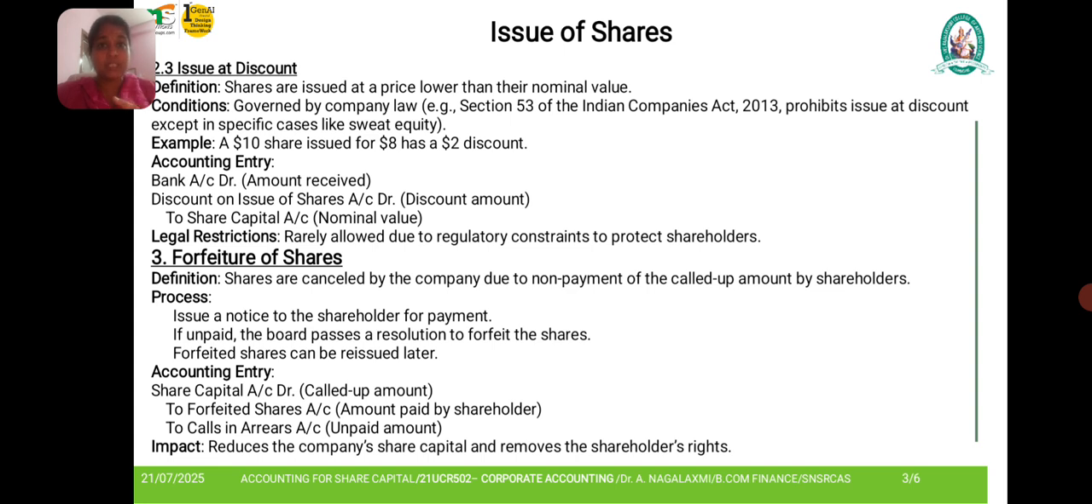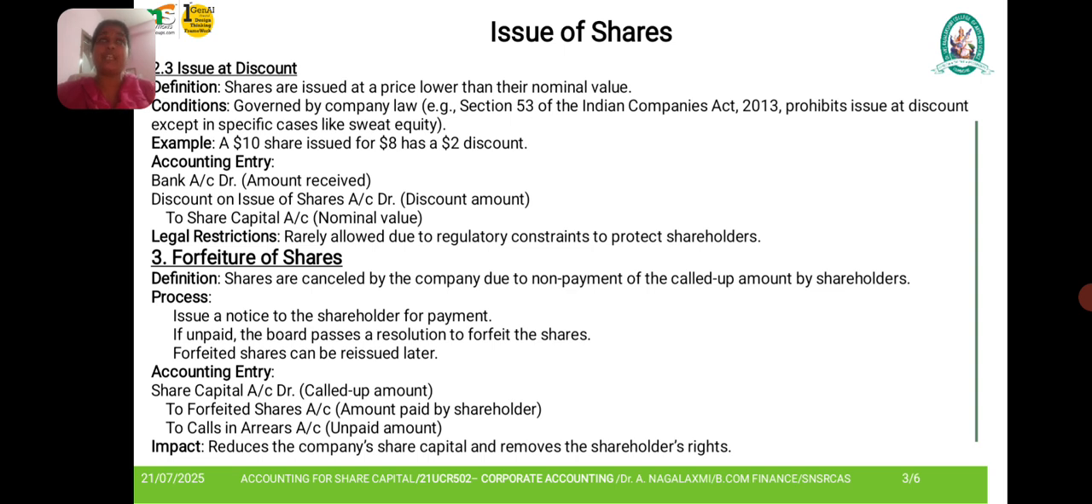See, there is a process before making the forfeiture. Issue a notice to the shareholder for the payment. If unpaid, the board passes a resolution to forfeit the shares. Next, the forfeited shares can be reissued later.